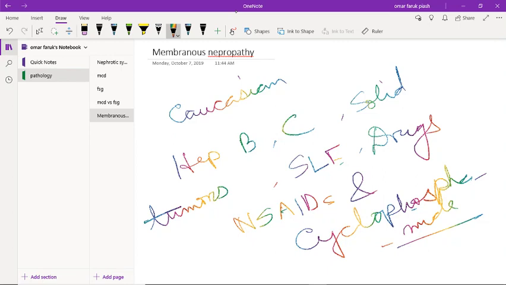Okay, what do you have to remember in membranous nephropathy? There are again these three things. I can add another page.